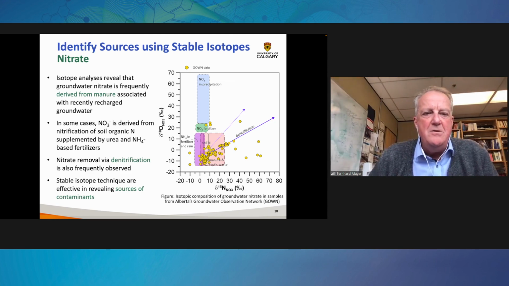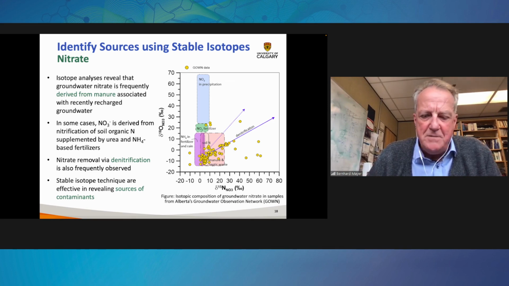So again, we can use these stable isotope techniques not only to identify the predominant source of nitrate, which is manure-derived nitrate in this case, but also identify processes which remove nitrate from the groundwater, such as denitrification.